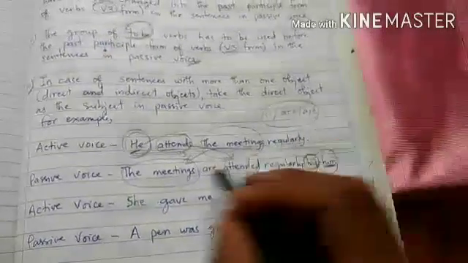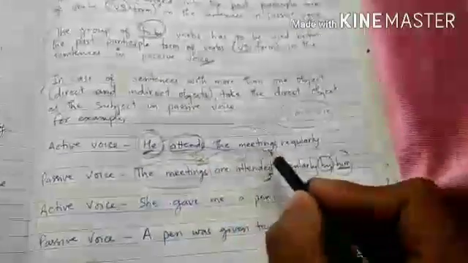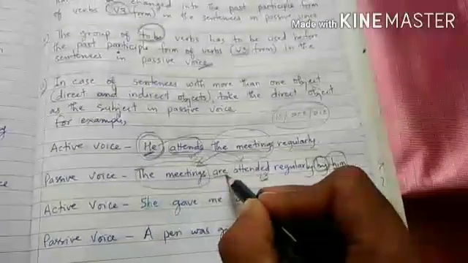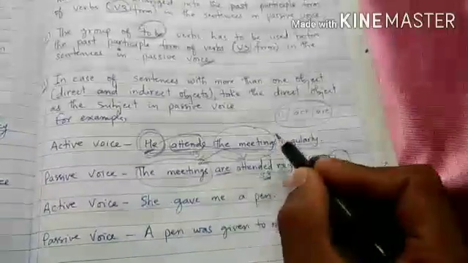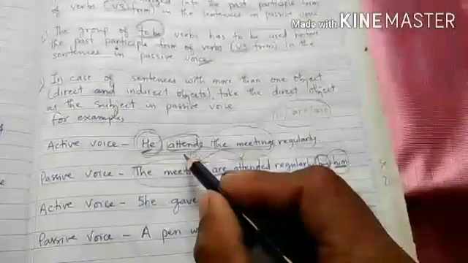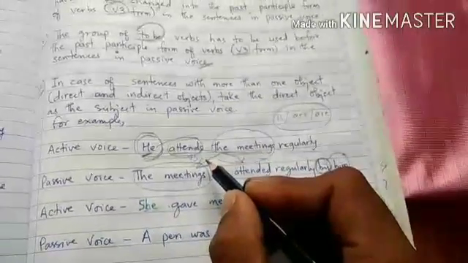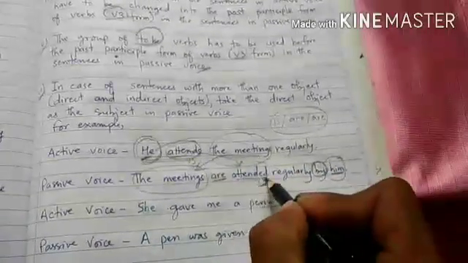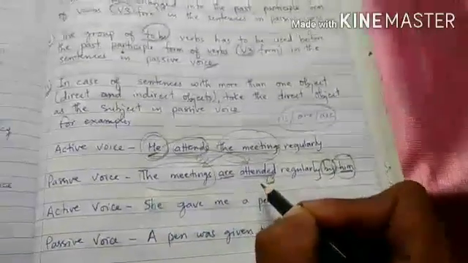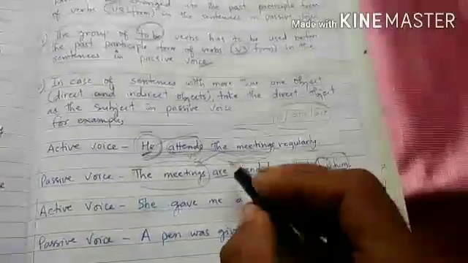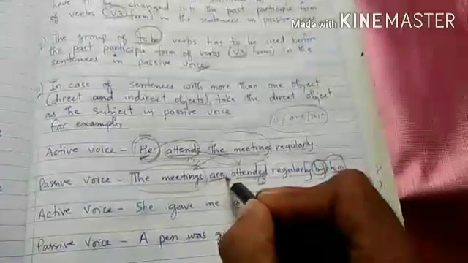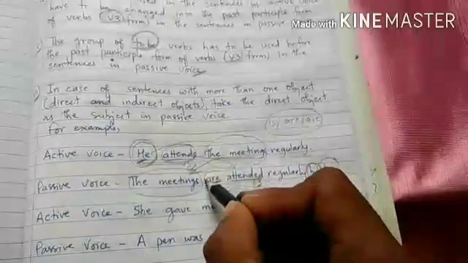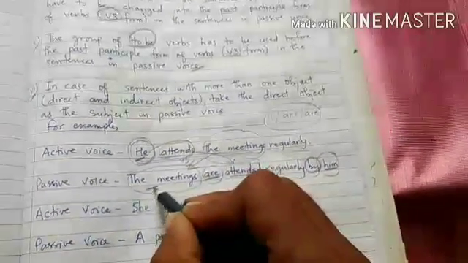Okay, like here, he attends the meetings regularly. The meetings are attended. So here are is used. Are is from the group of to be verbs. So the sentence is in simple present tense. So before the V3 form of the verbs in passive voice in simple present tense, we have to use either is, am or are. Okay, like are is used because the sentence is plural.